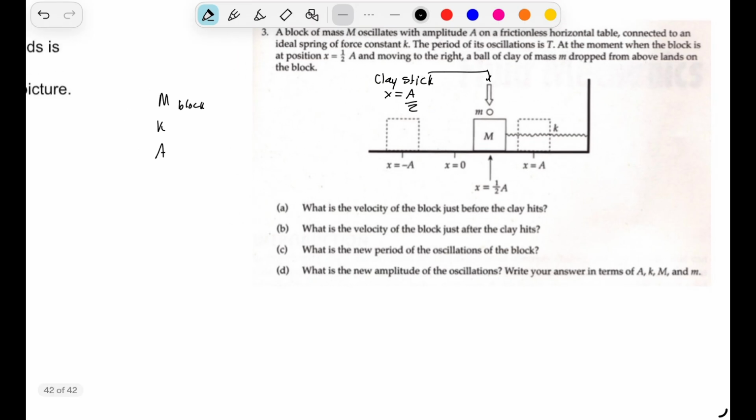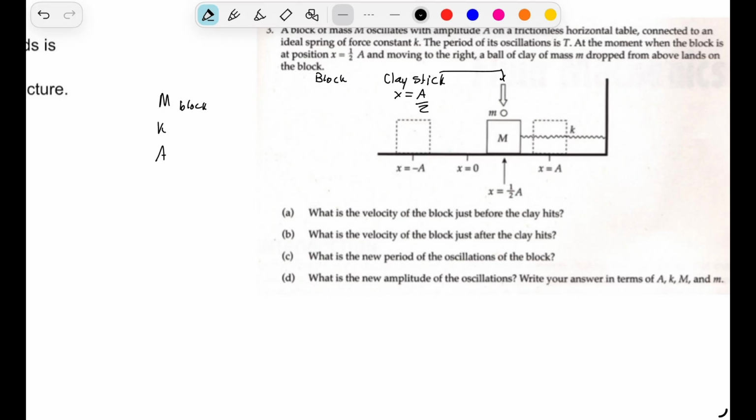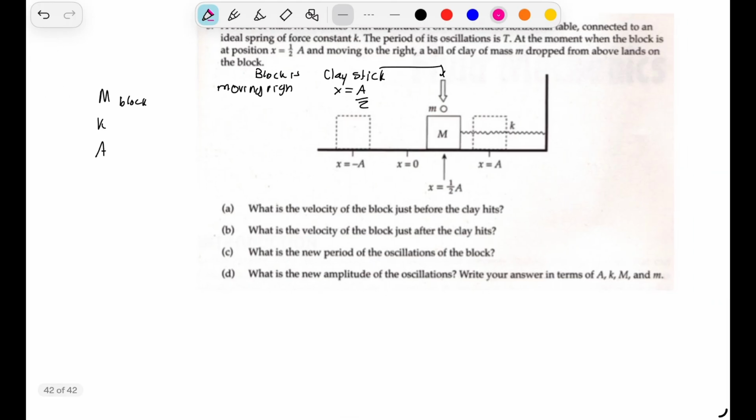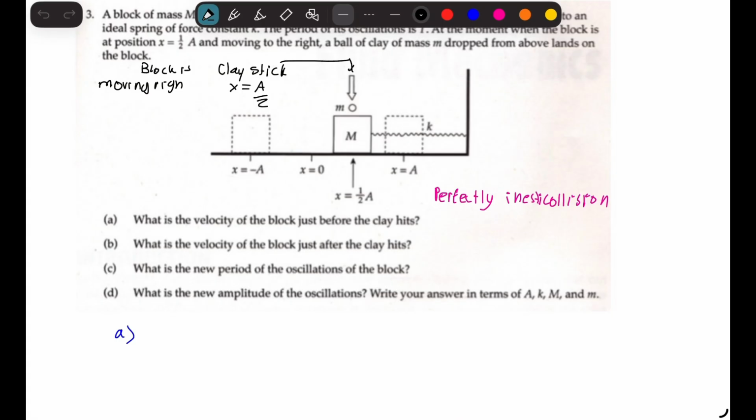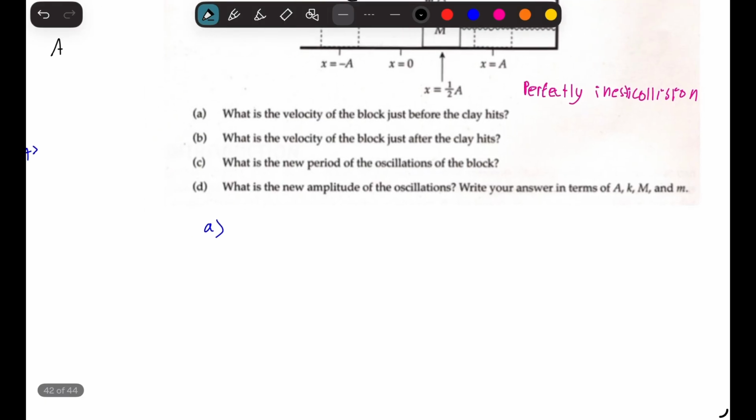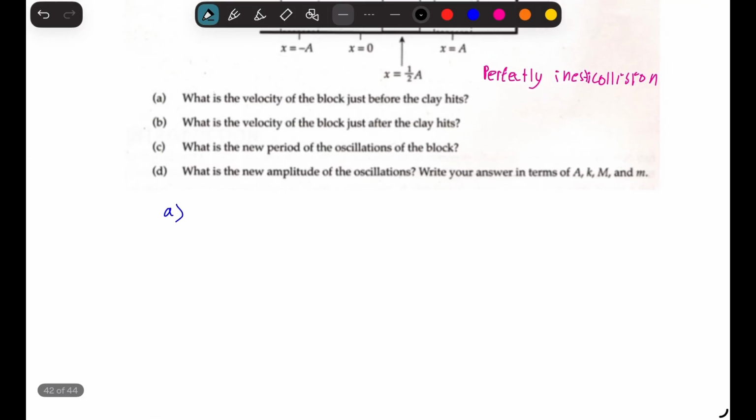So that means your block is going to be moving to the right. That's because the clay is going to be a mass of m. So when it sticks together, this means that we can declare that we have a perfectly inelastic collision. So now let's write down some of our information. Again, we know that the block is moving to the right. The mass of the clay is m. This is a perfectly inelastic collision. What is the velocity of the block just before the clay hits?